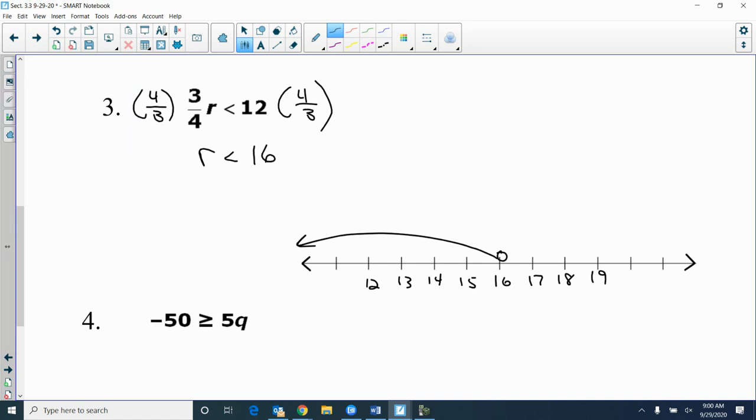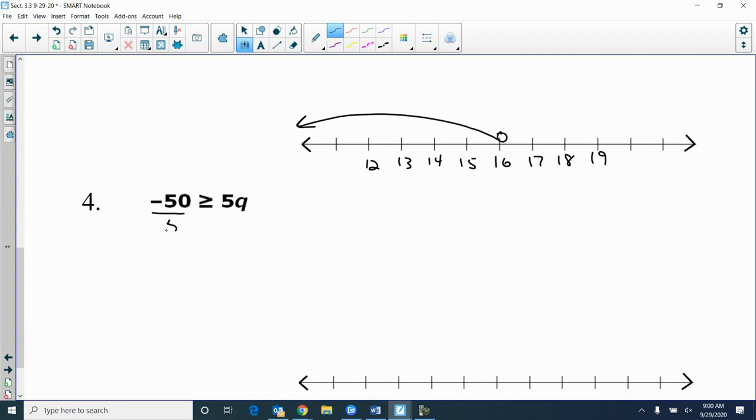Okay. All right, Caitlin, what do I divide by here? 5. Divide by 5. Good. Now, when I divide by 5, what does that give me? -10. Okay. And then tell me what else to write. -10 is greater than or equal to Q.